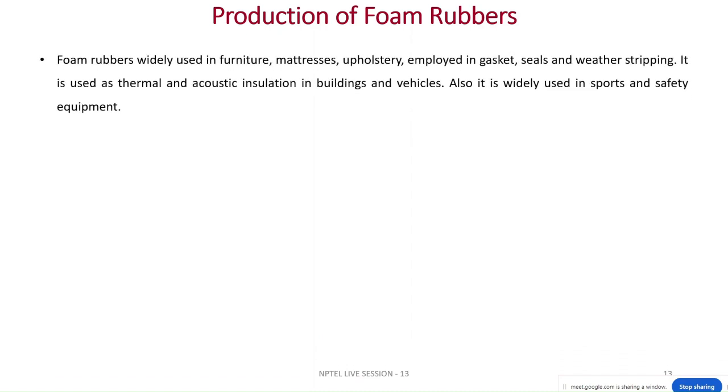The next one we will discuss is the production of foam rubber, which is a very essential part. It is used widely in various applications. Foam rubbers are widely used in furniture, mattresses, upholstery, employed in gasket seals and weather stripping. It is also used as thermal and acoustic insulation in buildings and vehicles. Also, it is widely used in sports and safety equipment.